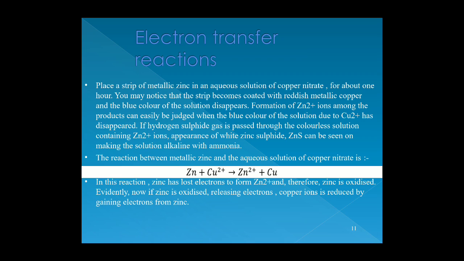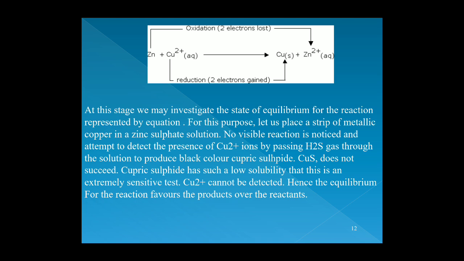In this reaction, zinc has lost electron to form zinc ion and therefore zinc is oxidized. Evidently, now if zinc is oxidized, releasing electron, copper ion is reduced by gaining electron from zinc. At this stage, we may investigate the state of equilibrium for the reaction represented by the equation.